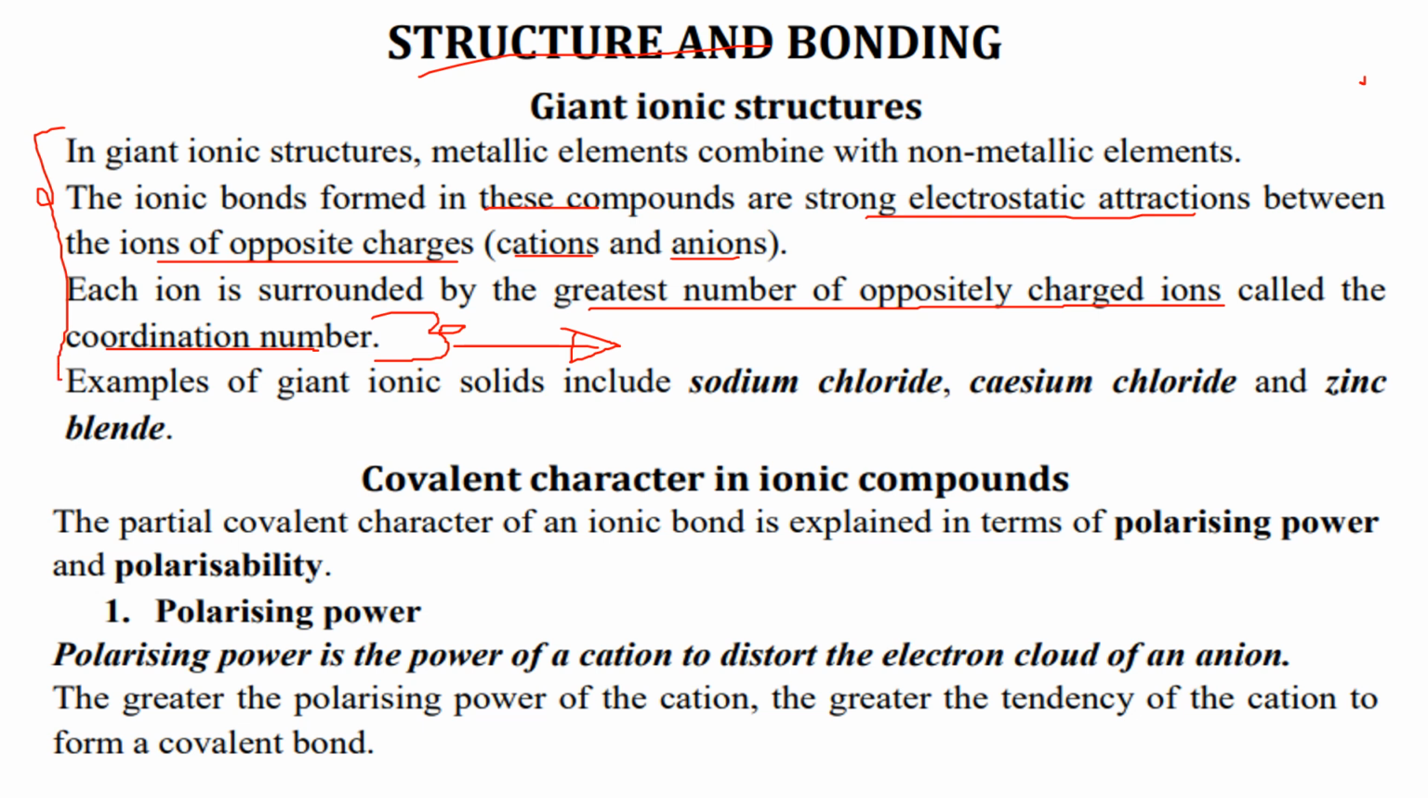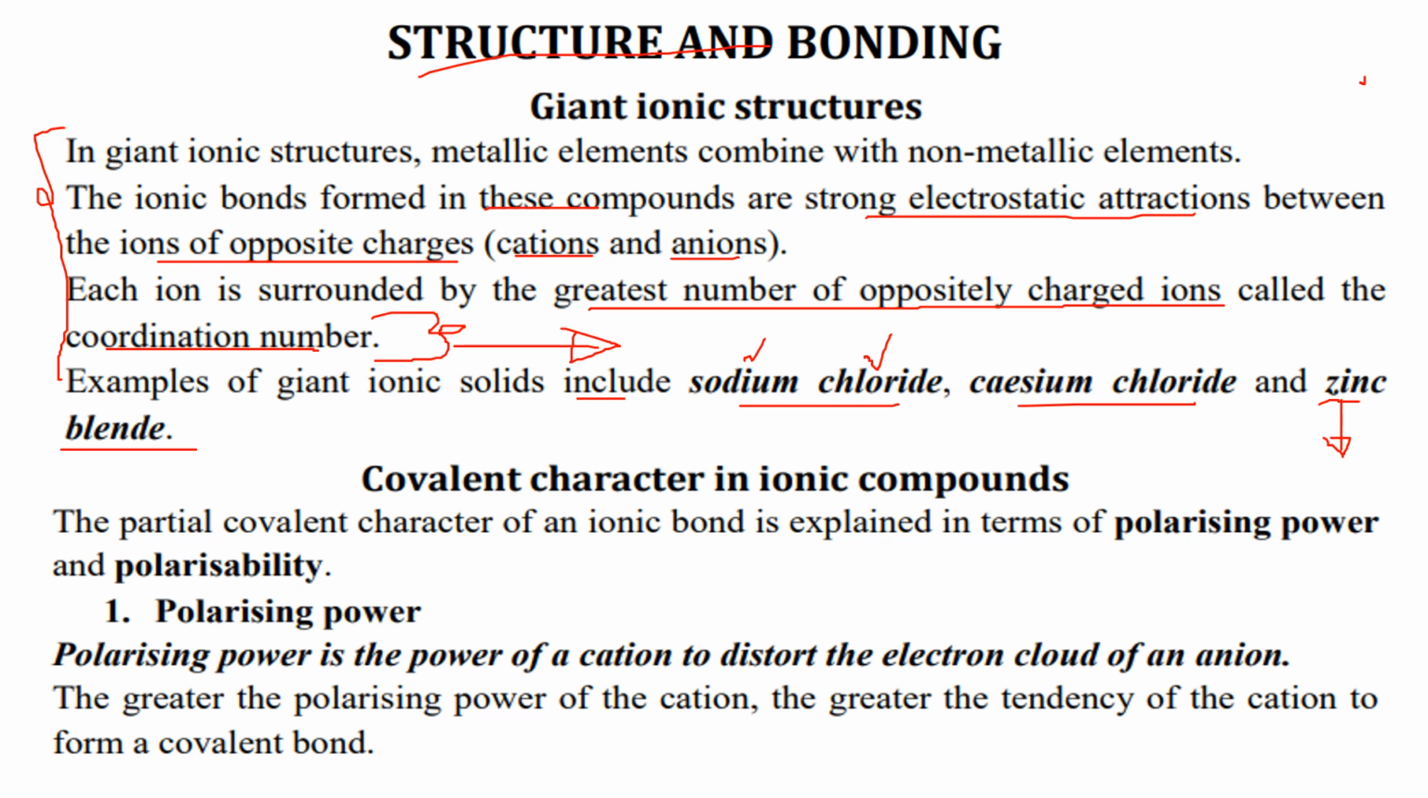Examples of ionic solids or ionic compounds include the following. Remember that for ionic bonds to be formed, it must be between a metal and a non-metal. So examples, we have sodium chloride, which is formed when the metal is sodium and the non-metal is chlorine. We have calcium chloride, and we also have zinc blende, which we shall look at under extraction of transition elements.